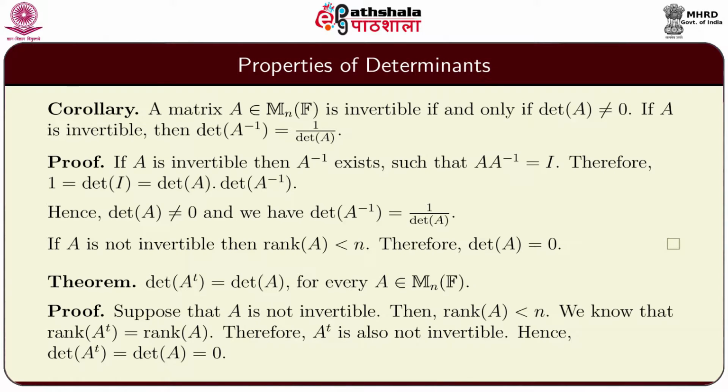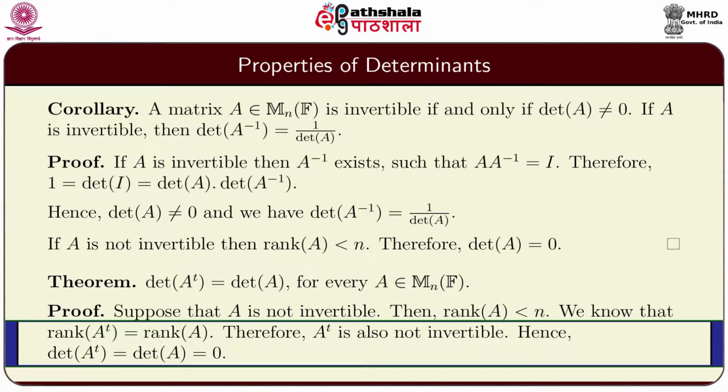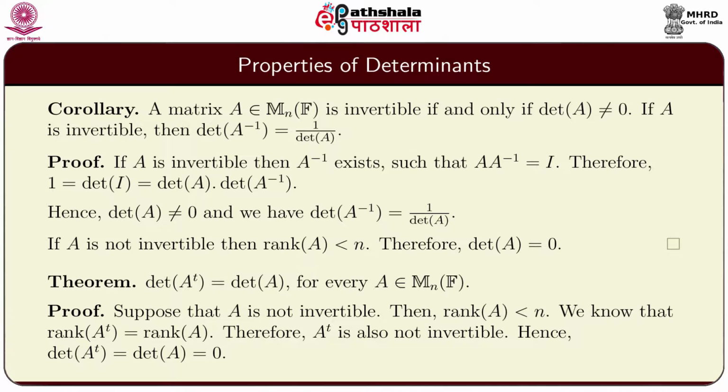Proof: suppose that A is not invertible, then rank of A is less than n. We know that rank of A transpose is equal to rank of A, and therefore A transpose is also not invertible. This proves that determinant of A transpose is equal to determinant of A is equal to 0. So this result is therefore proved under the assumption that A is not invertible.